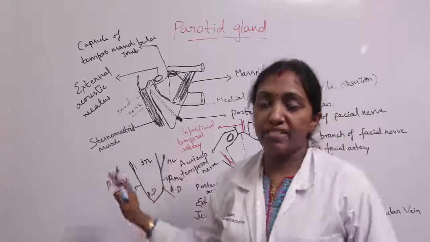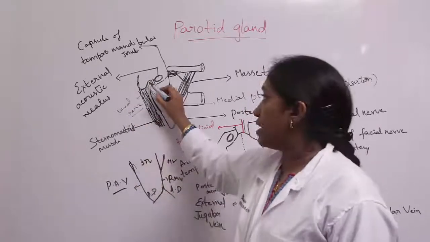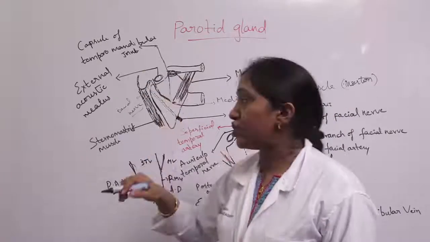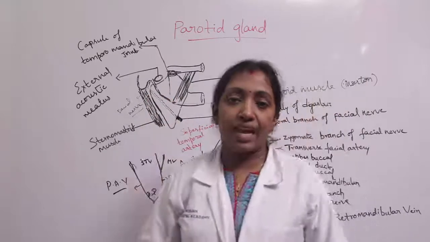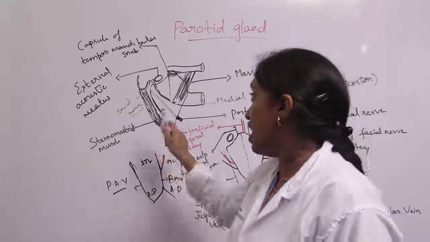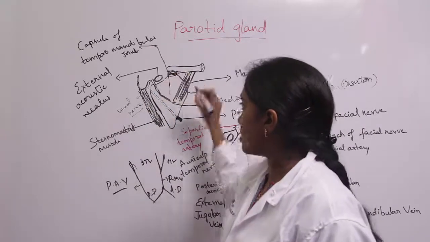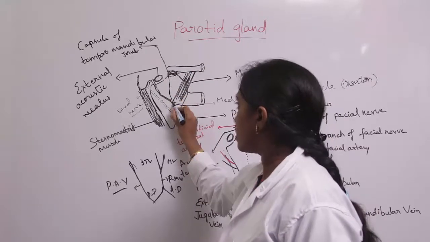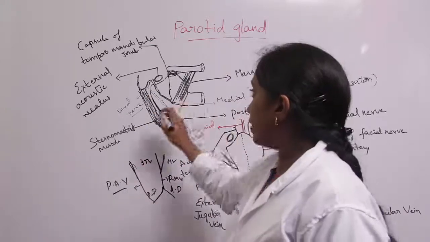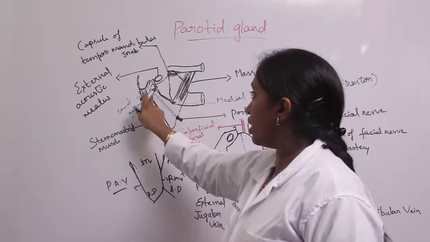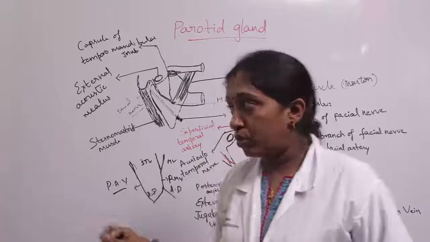Again, I am repeating the posteromedial surface. It is related to the mastoid process, the sternocleidomastoid muscle, and the stylomastoid foramen where the facial nerve emerges, and the styloid process. From the styloid process, three muscles arise: the styloglossus, stylopharyngeus, and stylohyoid. The stylomandibular ligament is also there, which is attached from the tip of the styloid process to the angle of the mandible. The facial nerve enters into the gland by piercing the posteromedial surface. So that's about the posteromedial surface.